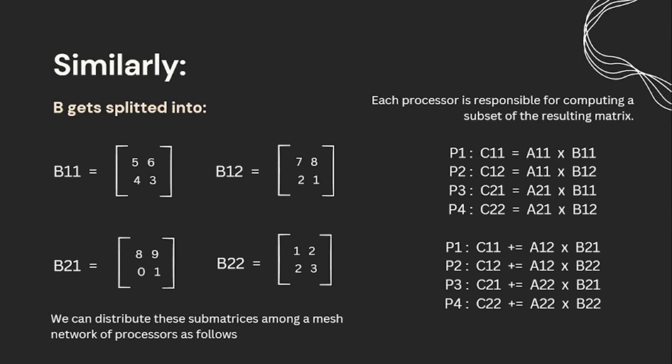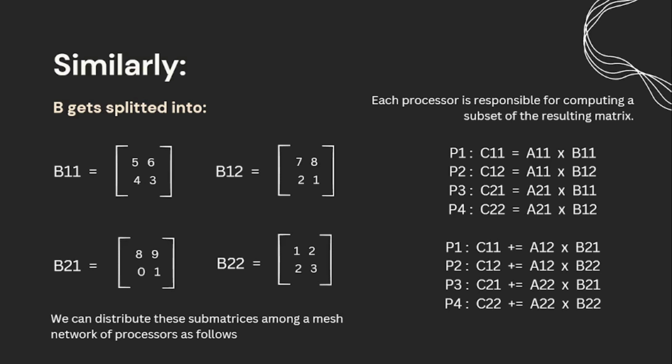In short, there will be a lot of up and left shifts going on to calculate the results, but to keep it simple, I have just shown how each processor is responsible for computing a subset of the resulting matrices. We can assign the submatrices to the processors as follows: processor 1, C11 equals A11 into B11, processor 2, C12 equals A11 into B12 and so on.